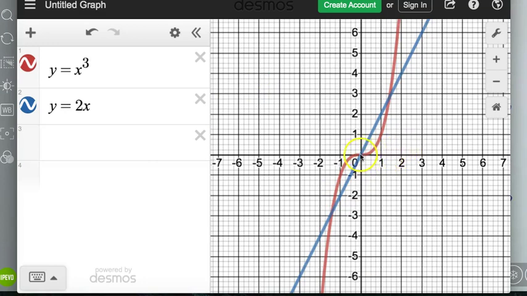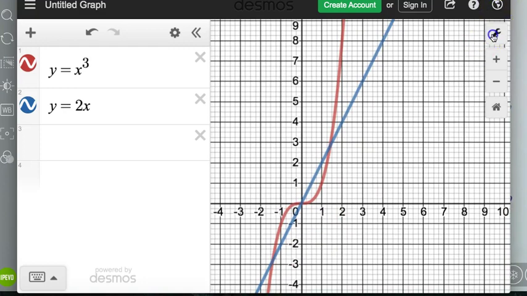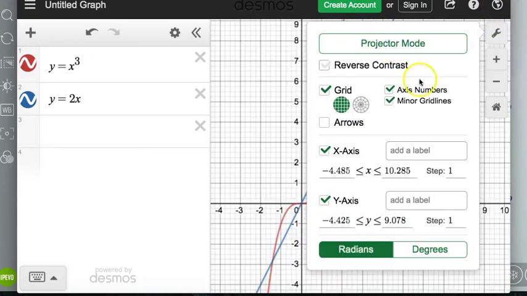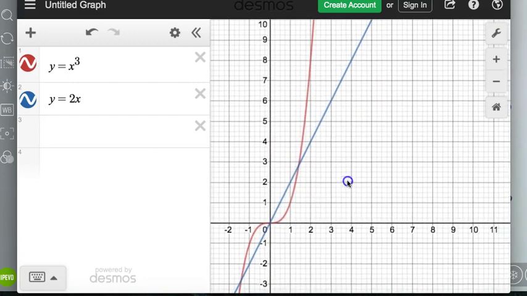Look, for the straight line, the points are 0, 0, 2, 4, and negative 2, negative 4. Can you see it? The straight line is in blue. So look at the straight line: you've got 2, 4. And look at the cubic: you've got 1, 1 and 2, 8.